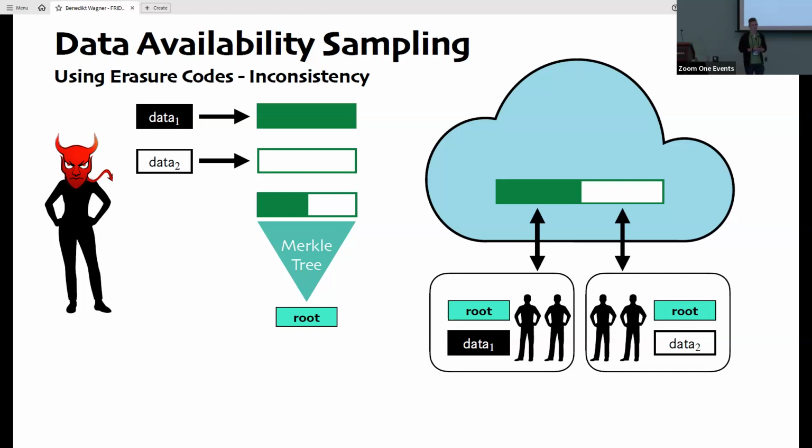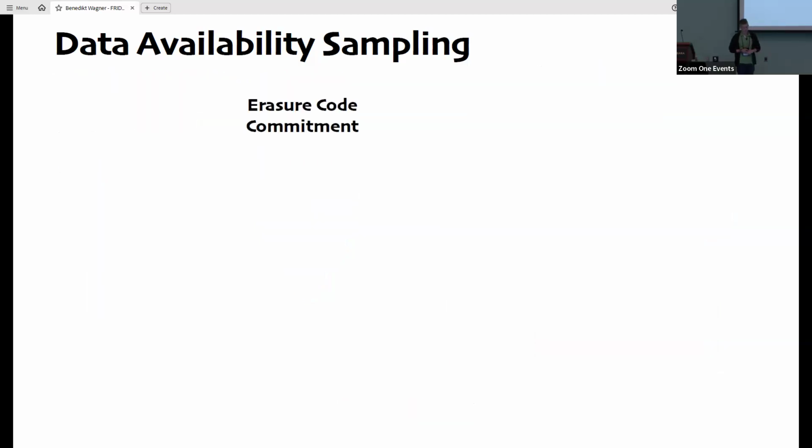And that's very bad. If you have consensus on the block header, you of course want to have consensus on the data. So where does this problem come from? It comes from the fact that this Merkle tree doesn't really ensure that what you commit to is really a code word. In this attack, it was a mixed string of two code words. For that reason, we introduced a primitive that we called erasure code commitments.